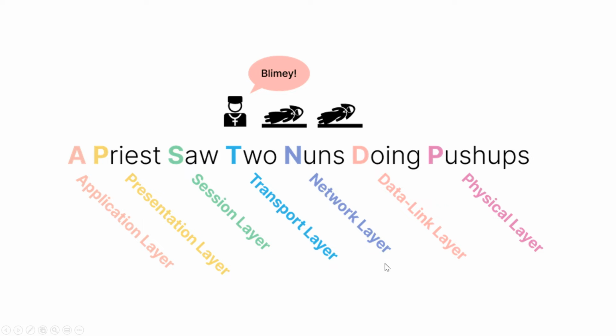A really nice mnemonic that I came across in my learning was this one: a priest saw two nuns doing push-ups, to remember the order of the layers that the piece of data goes through. I'll also add a few graphics that I've created to help me further understand in the links. It's basically a priest seeing two nuns doing push-ups. The A stands for application layer, then presentation layer, session layer, transport layer, network layer, data link layer, and physical layer.